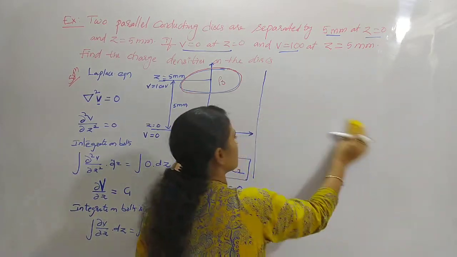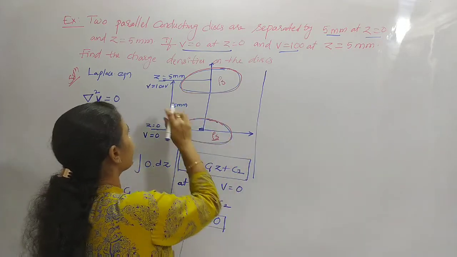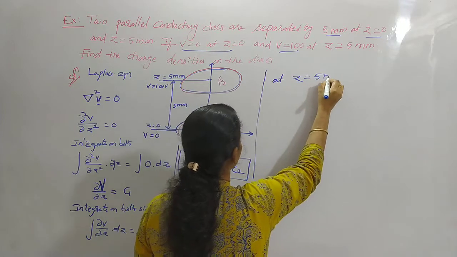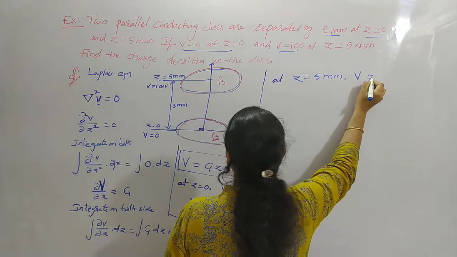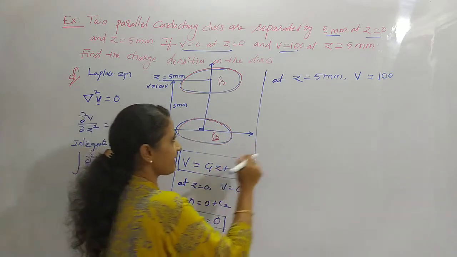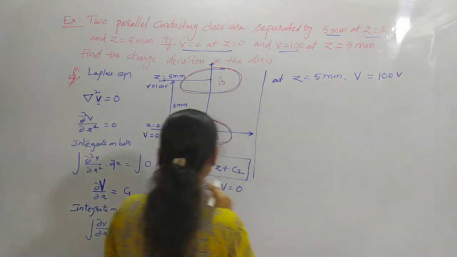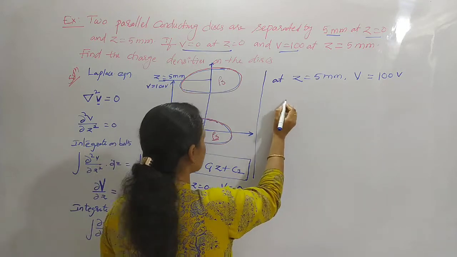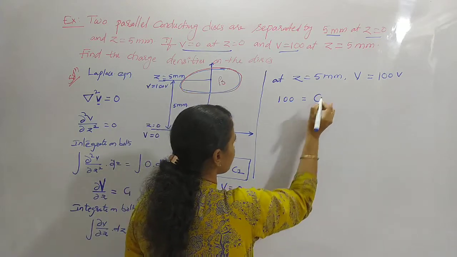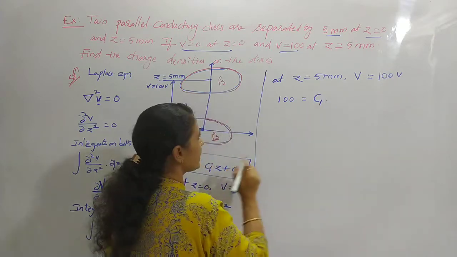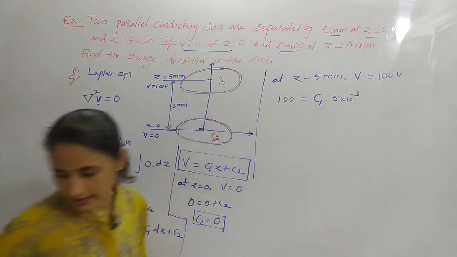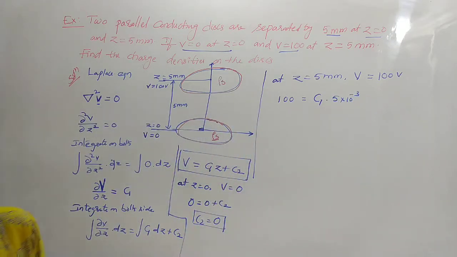So the second condition is at Z is 5 mm, what is V? V is 100 volts. Okay, when Z is 5 mm, V is 100. So V is 100 at C1 into Z, and what is Z? Z is 5 into 10 raised to minus 3, since it is 5 mm.